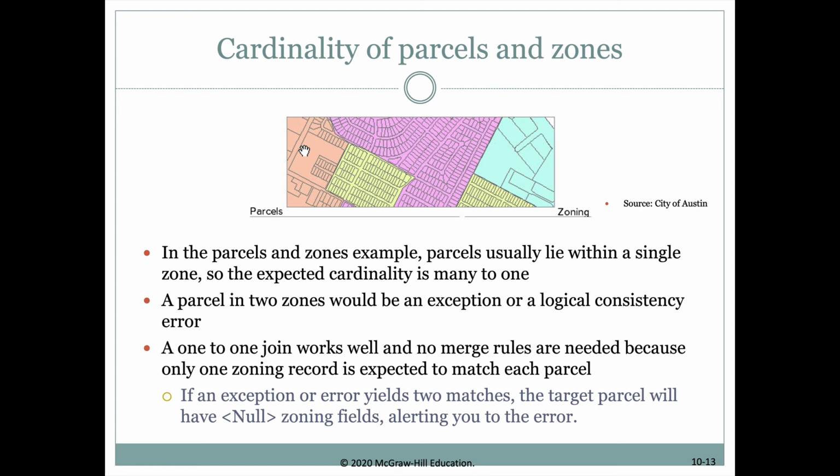So if something like that does occur, sometimes we get a null in the zoning field, and that would be alerting us that there is an error, that one of our parcels is cutting across a zoning boundary, and that's why we're getting this cardinality issue as we try to spatially join the parcels to the zoning.